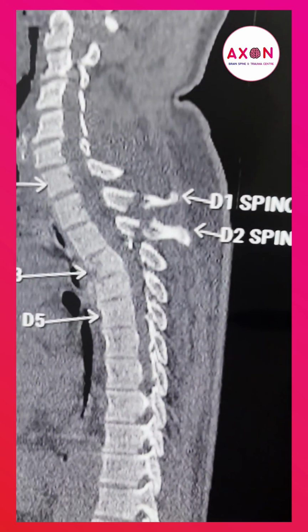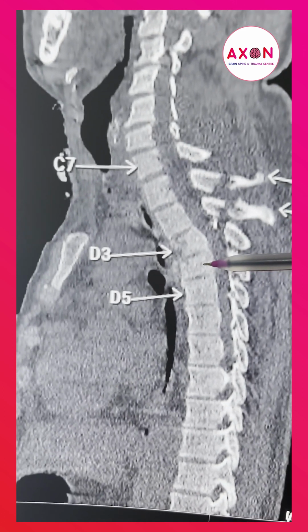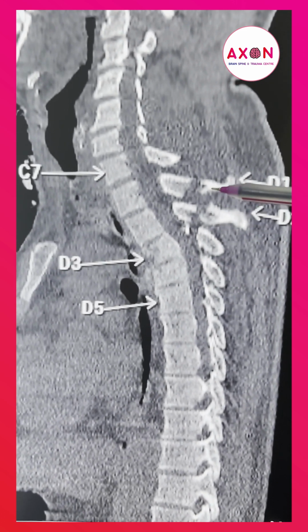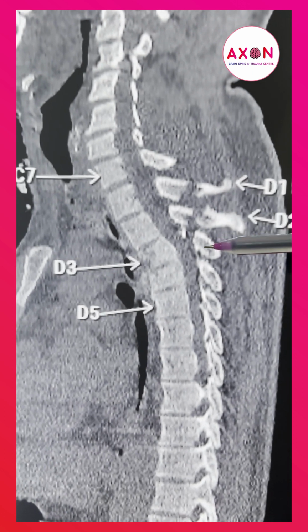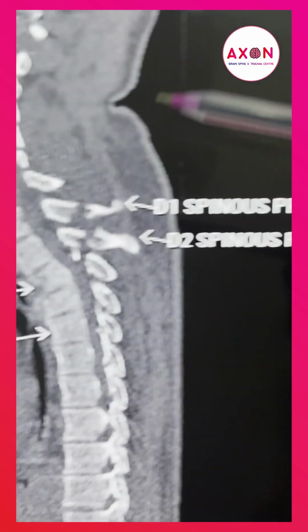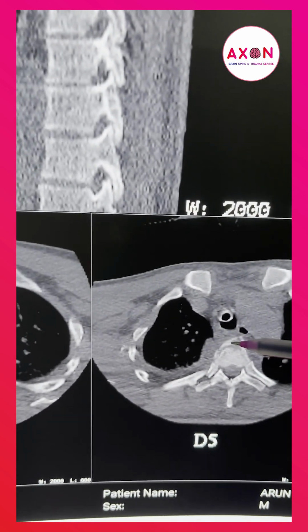So we have done a pre-op CT scan of this patient also. You can see there is a compression fracture of the D4, the superior border of the D3 is fractured, D1 and D2 posterior spinous processes are fractured, and the D3 spinous process is fractured at the base. These are the axial images. On the axial images, you can see the fracture fragment.